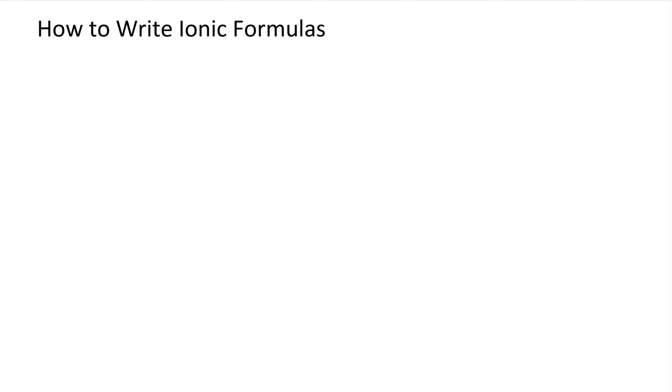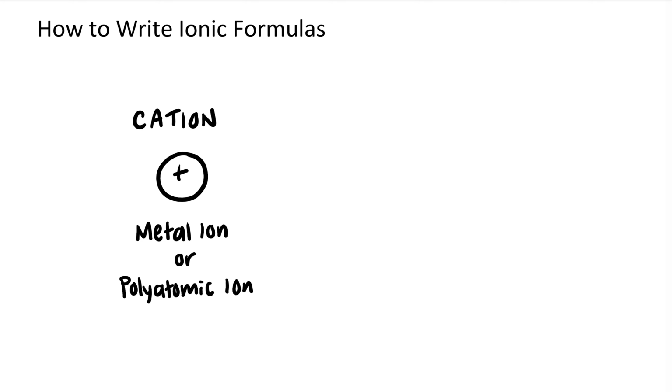Recall that an ionic compound is made of positive and negative ions attracted to one another. Those positive ions are called cations. Cations form when atoms lose electrons. So these are going to be metal ions, or it could be a clump of those polyatomic ions with an overall positive charge.